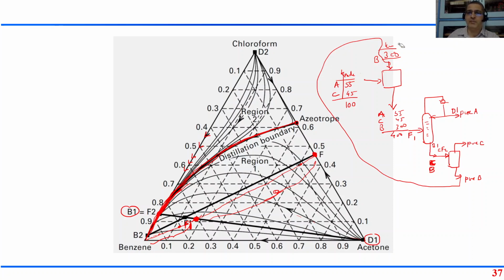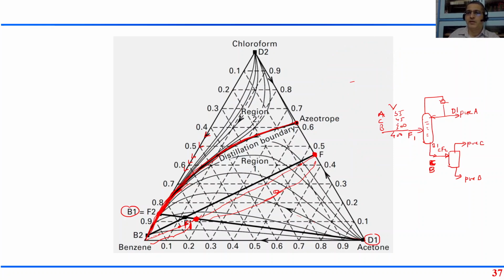Again, like last time, we don't have to do the mixing separately. We can do the mixing in the column itself. Turns out that you don't have to go all the way to pure benzene. Maybe you can stop at this B2. Maybe a little bit of chloroform remains. It doesn't matter, because now that mixture of chloroform and benzene itself you can recycle. So this can be pure benzene, or mostly benzene, but a small quantity of chloroform is acceptable. So let's say B2 is this.